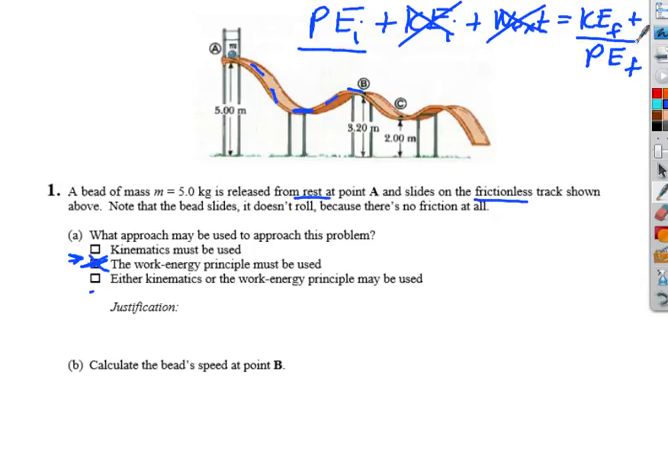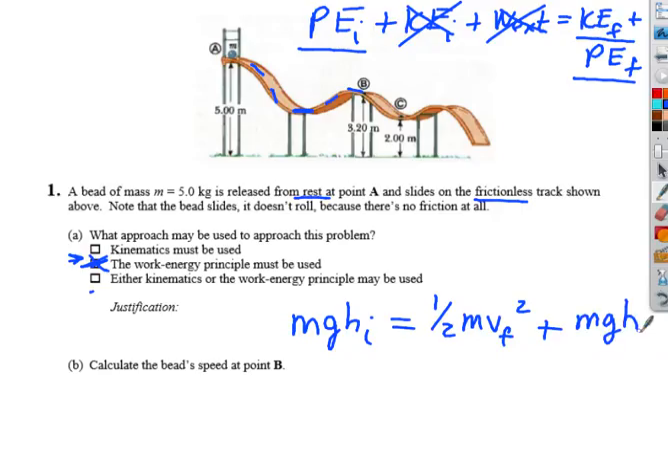So I have final kinetic energy, and usually the mistake I see people make is they don't realize, hey, at B it's still above the ground, so you actually still have final potential energy. So if I do the whole problem, I'm going to write out mghi will equal 1/2 mv squared. I'm going to write Vf just to be more specific, plus mghf. And now I just plug in all the numbers I know.